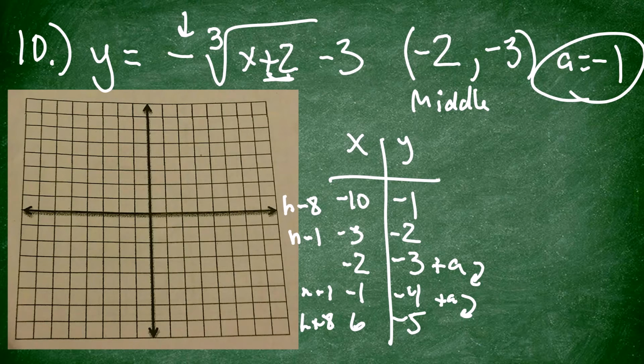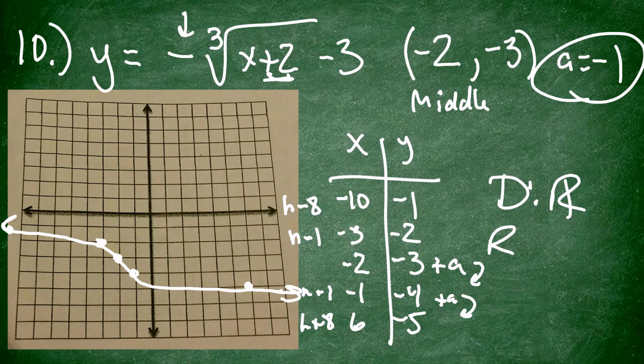So I go left 10, I go down to negative 1. I go negative 3 down to negative 2. I go negative 2, negative 3. I go negative 1, negative 4. And I go 6 down to 5. So it's pretty close there. Remember, domain and range is really easy with cube roots. It's automatically all the real numbers. Doesn't matter what h and k is. And that's it for number 10.